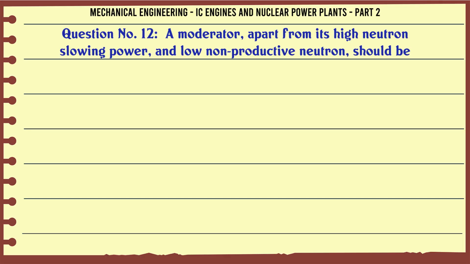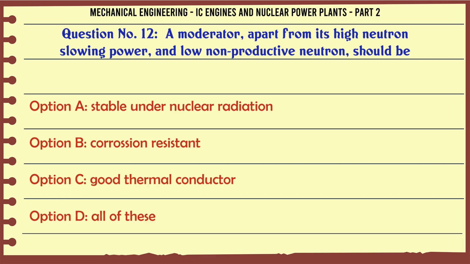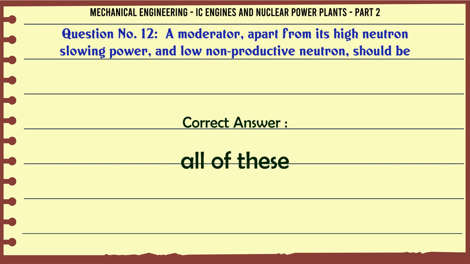A moderator, apart from its high neutron slowing power and low non-productive neutron absorption, should be A. Stable under nuclear radiation, B. Corrosion resistant, C. Good thermal conductor, D. All of these. The correct answer is all of these.